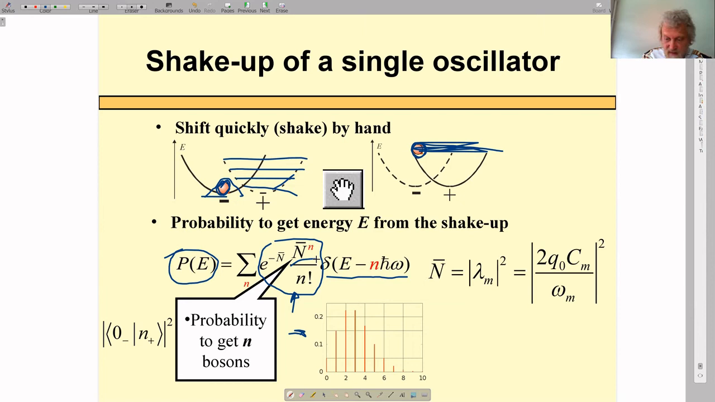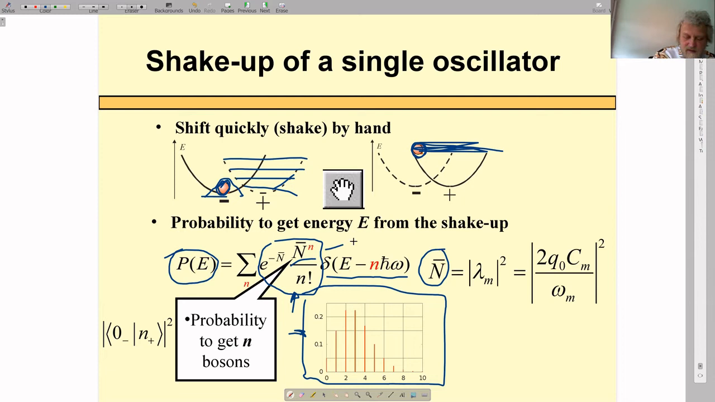If this parameter is very small, then the biggest probability is not to lose any energy, and there's some small probability to lose 1, 2, 3, 4 quanta. And this plot is for a particular value of n bar. And ladies and gentlemen, please tell me, what is this value? Just a control question to check your attention. So this is a distribution. The parameter in the distribution is the average number of bosons, clear.